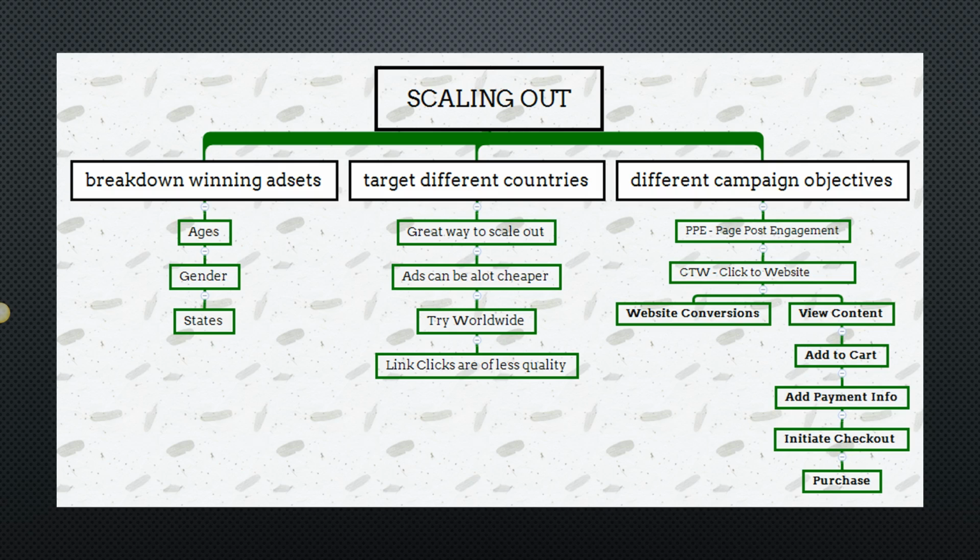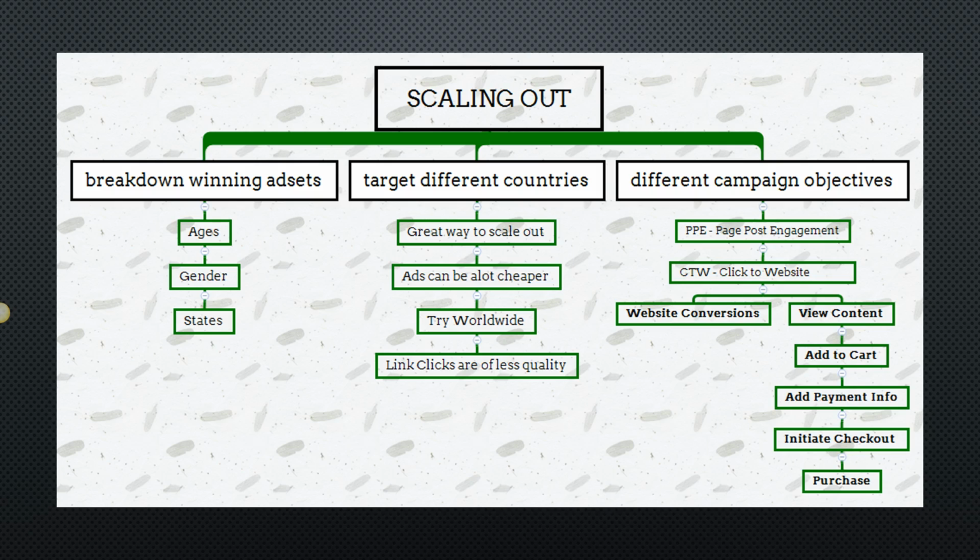Another way of scaling out is by targeting different countries. Okay, this is a great way to scale out. You actually find countries that are hitting gold mines. And ads can be a lot cheaper. CPM will be a lot lower because some of these countries, people are not really advertising as heavy as per se in the United States or Canada or Australia, right? So these ads would be a lot cheaper, and it's a great way.